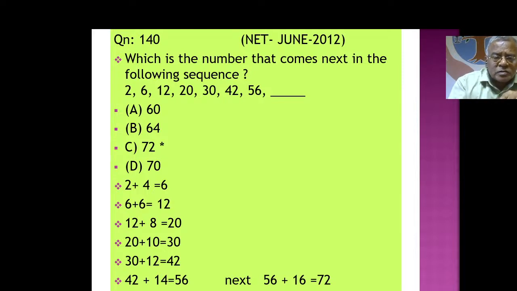So 2 plus 4 is 6, 6 plus 6 is 12, 12 plus 8 is 20, 20 plus 10 is 30, 30 plus 12 is 42, 42 plus 14 is 56. So 56 plus 16 is 72.